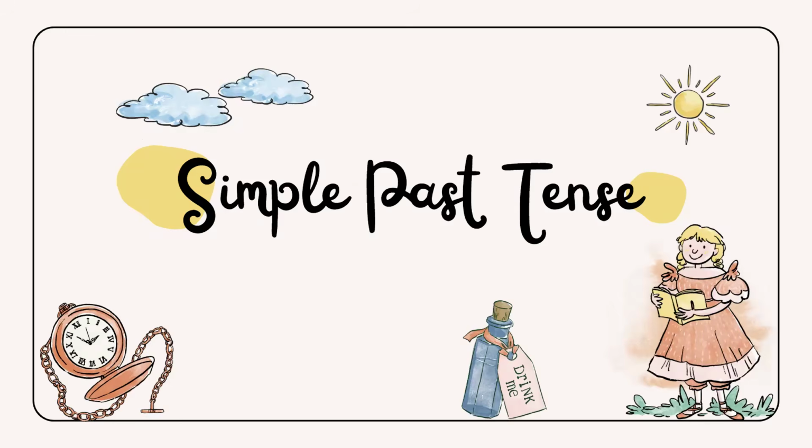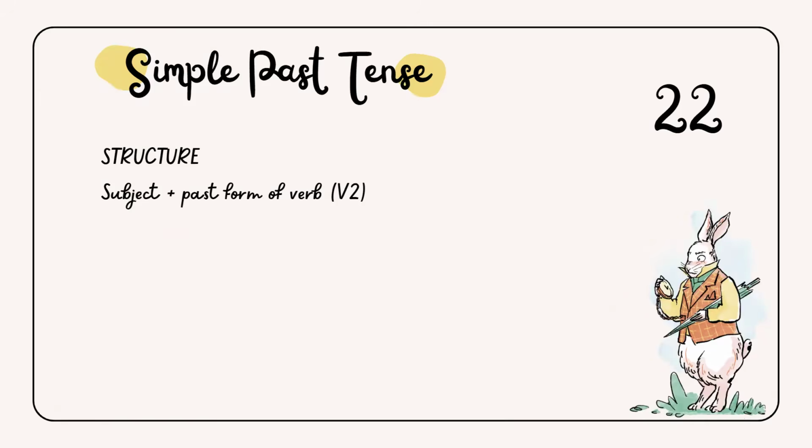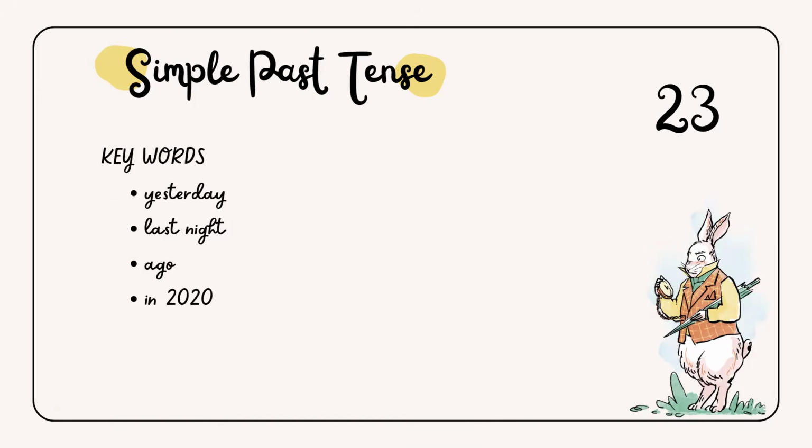Now let's move on to the simple past tense. Simple past tense is used for actions that are completed and finished in the past. There is no relativity over here. The action is completed at a very specific time. The structure is subject plus past form of verb, that is V2 form of verb. Keywords like yesterday, last night, ago, in 2020 or any past years give you the hint of simple past tense.